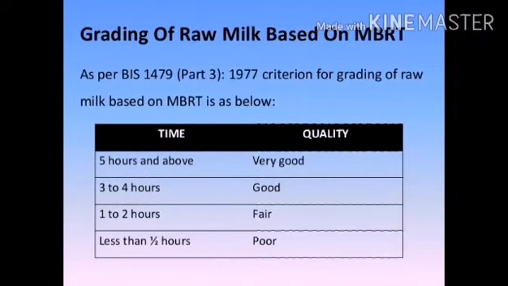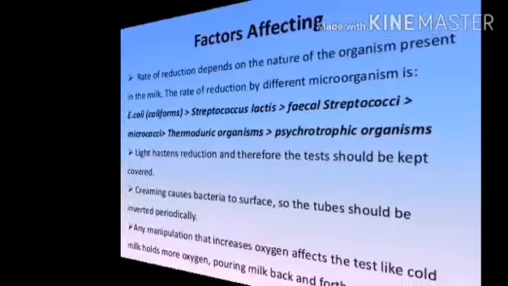Grading of raw milk is based on MBRT. If the dye color disappears in above 5 hours, it means the milk has very good quality. If it disappears in 3 to 4 hours, the milk has good quality. If it disappears in 1 to 2 hours, the milk has fair quality. And if it disappears in 30 minutes, the milk has poor quality.